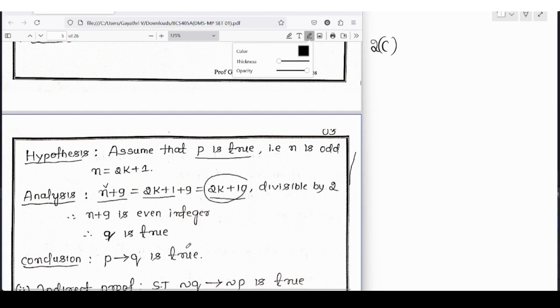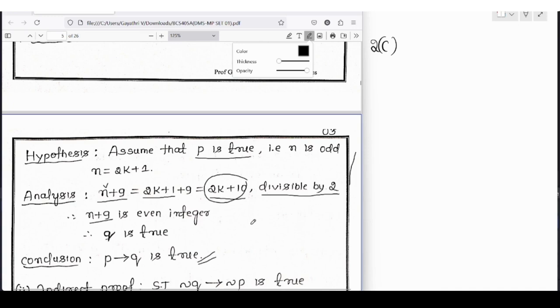If you look at this number, it is divisible by 2. If it is divisible by 2, we accept that it is an even integer. So n plus 9 is an even integer, which means Q is true. Thus the conclusion is that P conditional to Q is true, because true conditional to true will always be true. Hence the proof by direct method.